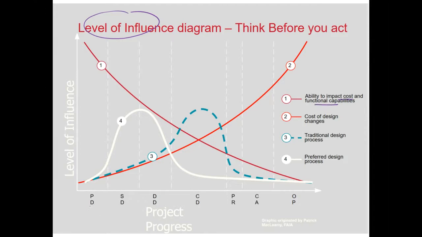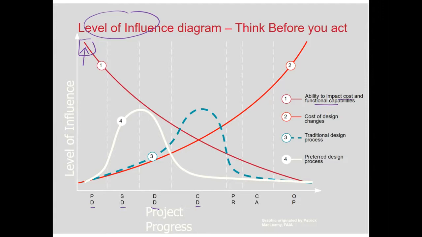So if you look at the project life cycle, starting from prelim design, schematic designs, detailed designs, and then the construction documentation phase, when we are at a prelim stage, our ability to impact cost and functional capabilities is maximum because designs are live. We can change the floor plans, layouts. It will only be on a computer screen. It will not cost your project anything. So the suggestion here is that a lot of thinking should be done at this stage.